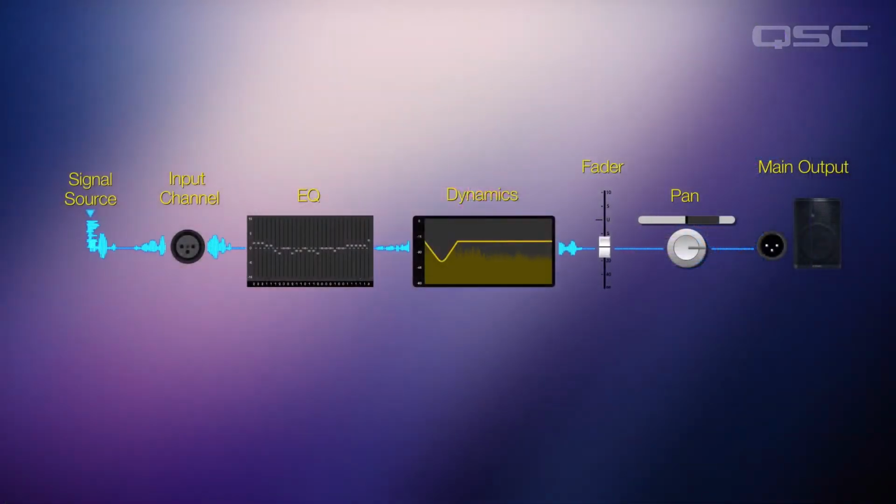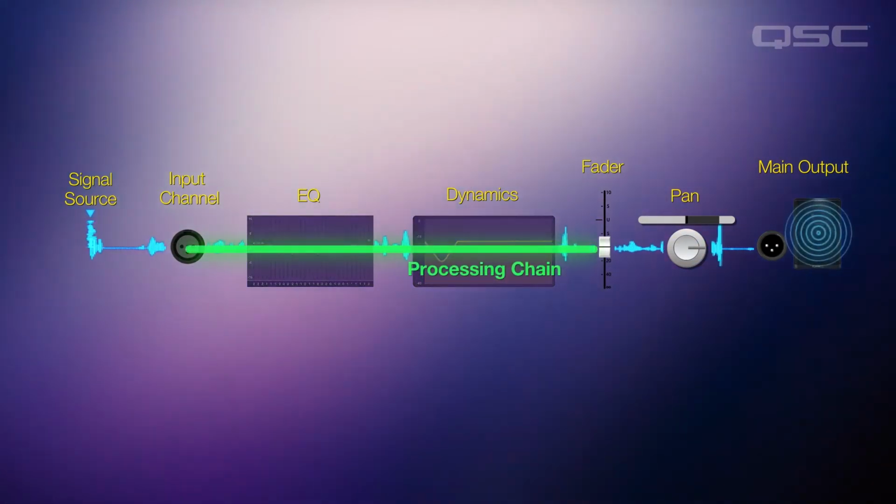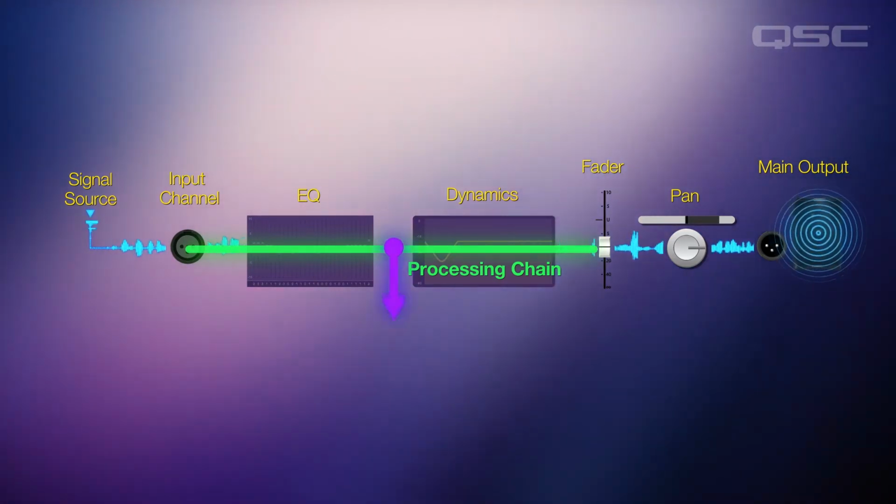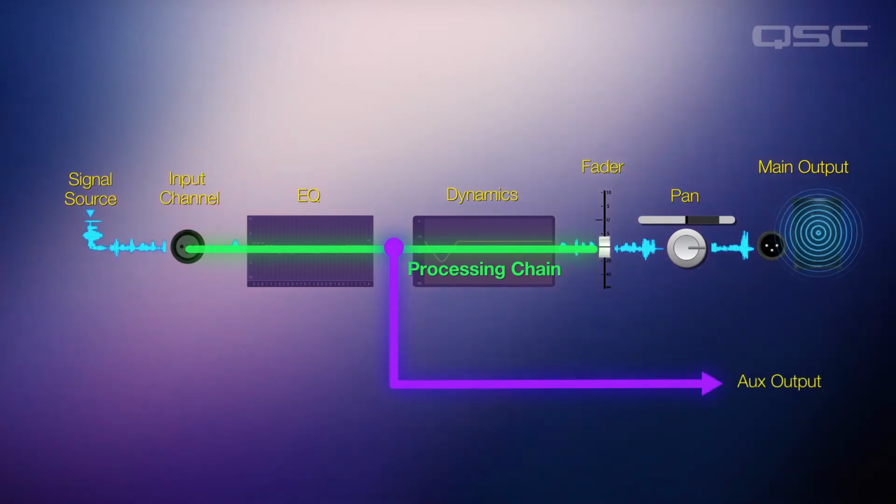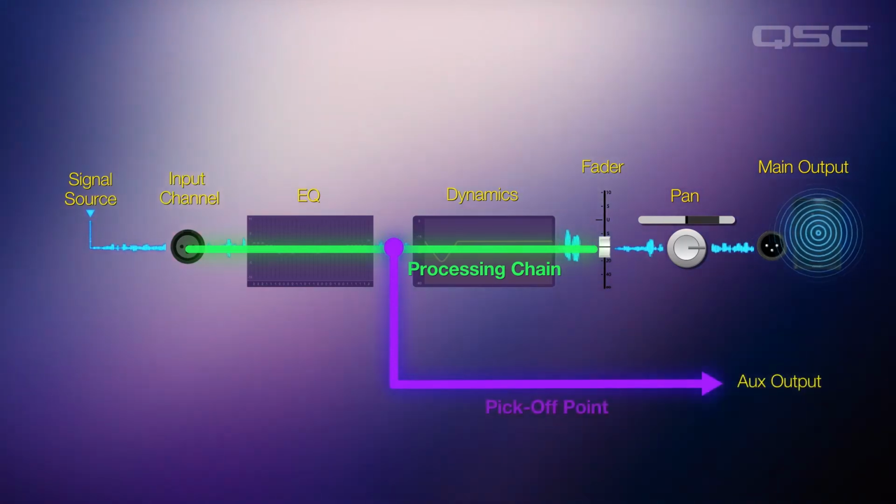As a signal enters the TouchMix via its input, it passes through the channel's processing chain, the delay, equalizer, and dynamics, before going to the channel fader, pan control, and finally to the main output. An aux lets us take signal from a point in the processing chain. We call that the pickoff point, and use it to create another mix that is sent to a separate aux output. A TouchMix mixer gives you options for where in the processing chain the signal comes from.